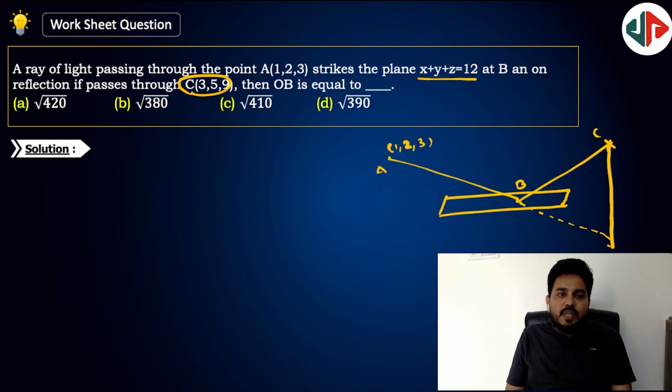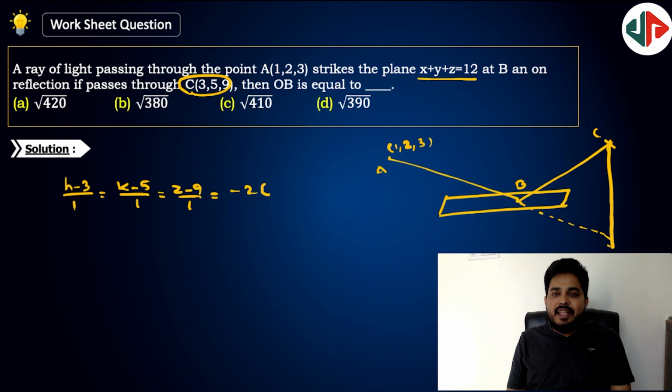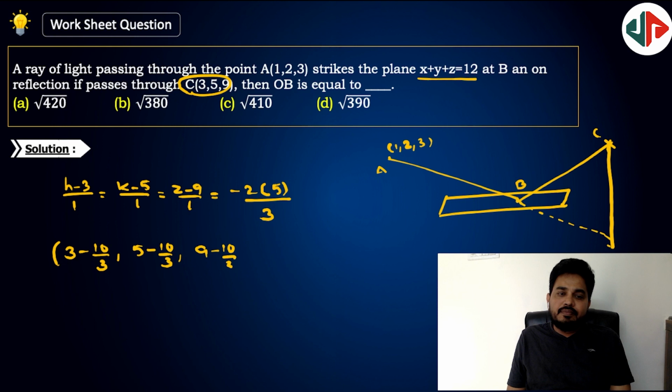So the reflection is (h - 3)/1 = (k - 5)/1 = (z - 9)/1 = -2 times (3 + 5 + 9 - 12)/(a² + b² + c²). The 12 and 12 cancel, and its value will be 5/(a² + b² + c²). So that reflection point is (3 - 10/3, 5 - 10/3, 9 - 10/3). So the point is (-1/3, 5/3, 17/3).